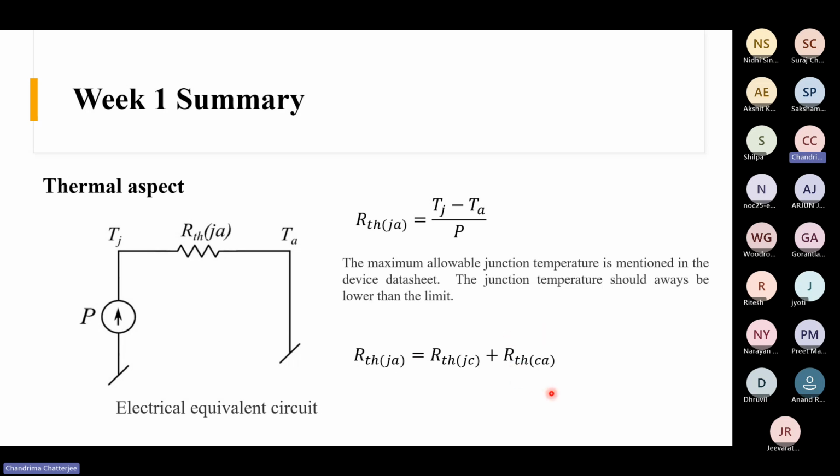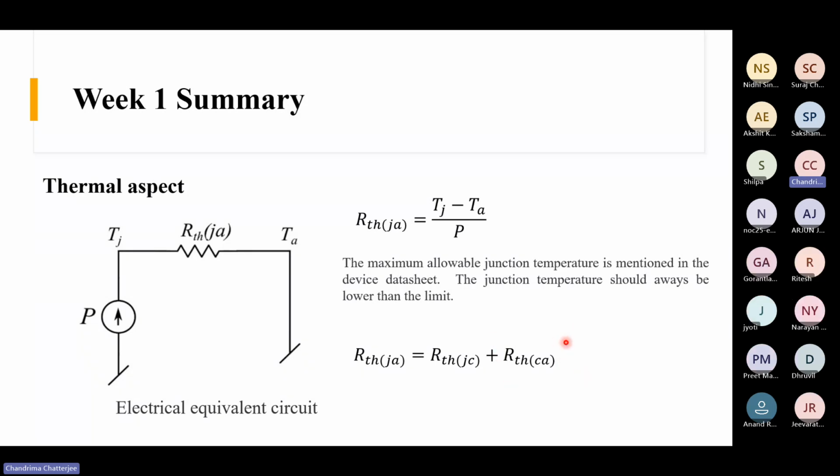And this quantity will help you to decide what should be the thermal resistance of your heat sink, right? So while choosing a heat sink, you should ensure that the thermal resistance should be lesser than this, so that the heat sink can properly dissipate the heat and your junction temperature stays within the limit. Am I clear?